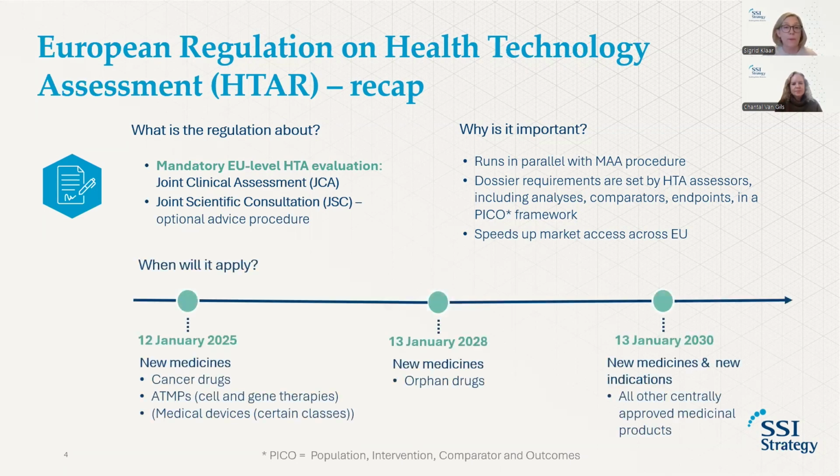So when does this happen? Well, actually, now we're in January 2025, and it already applies to new cancer medicines and advanced therapies that seek approval in the EU. And then later on, orphan drugs will be added to the scope, and by 2030, all new medicines that go through the centralized procedure, as well as all new indication variations for drugs that previously had a JCA, will then again have to go through a new JCA procedure. So that's just a brief recap on that.